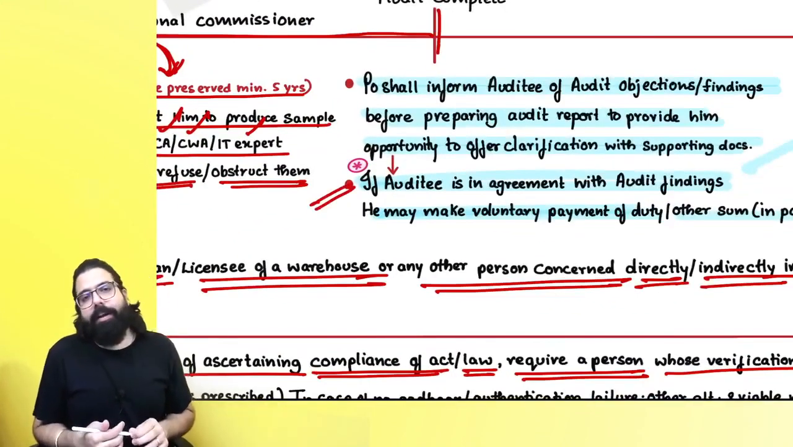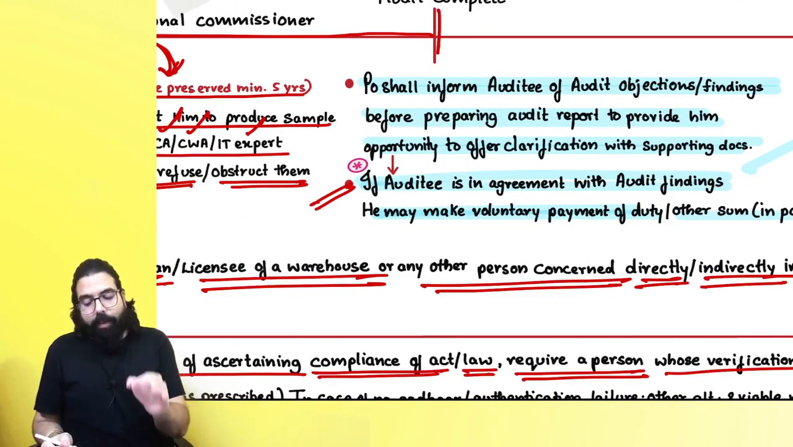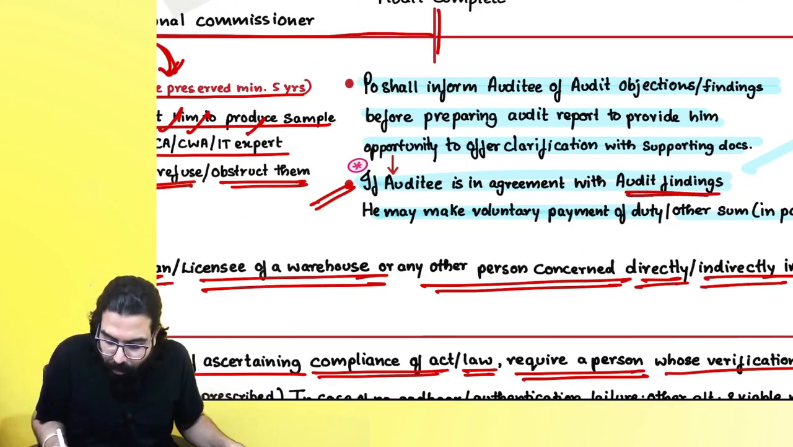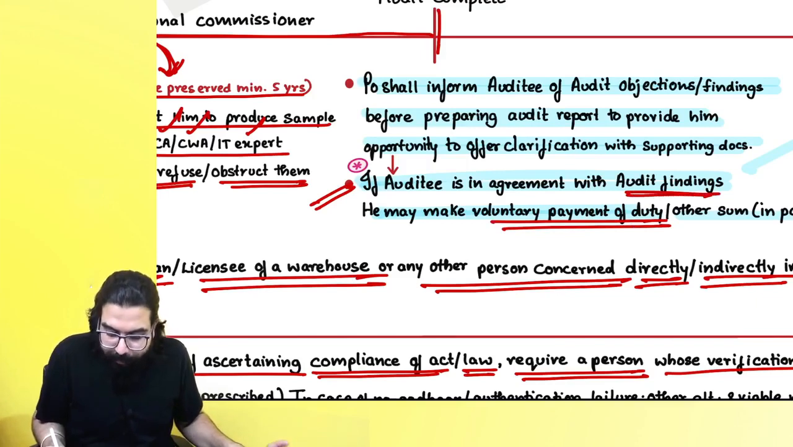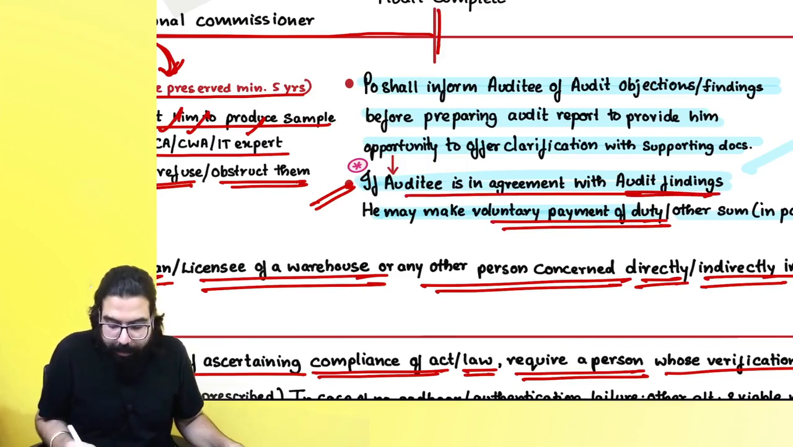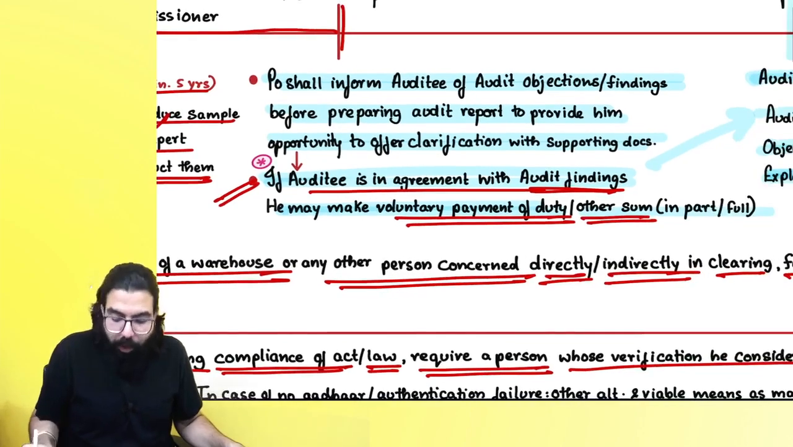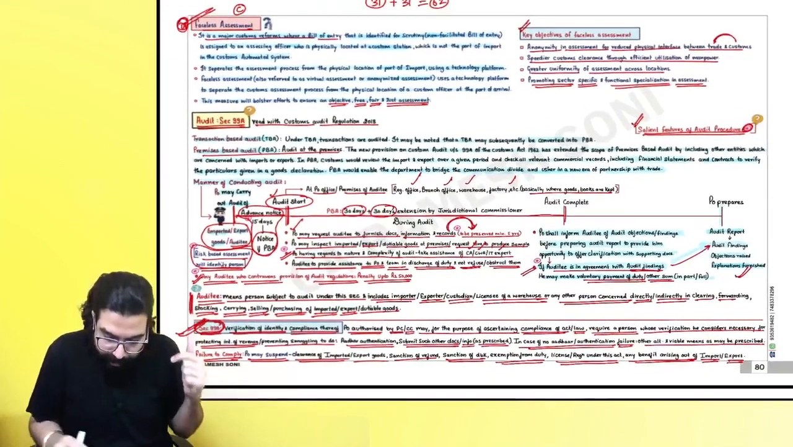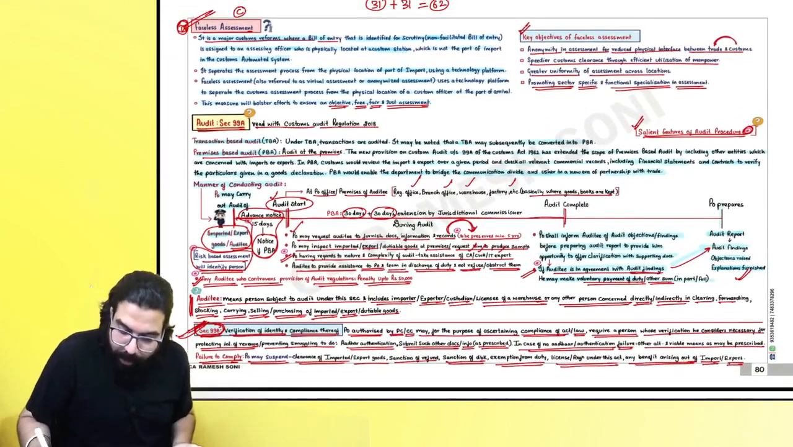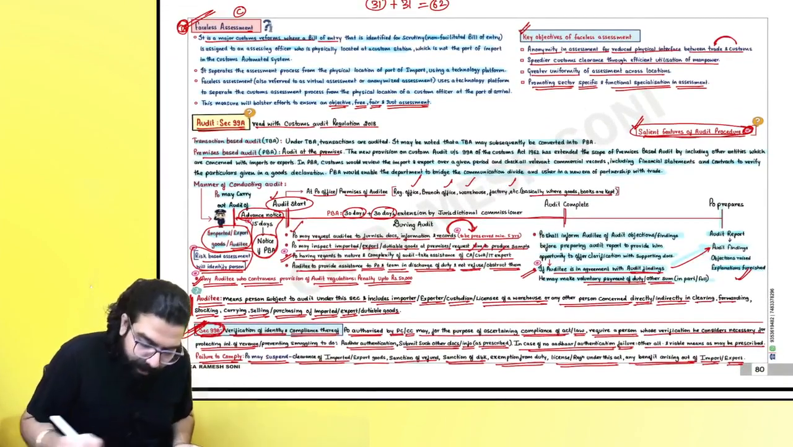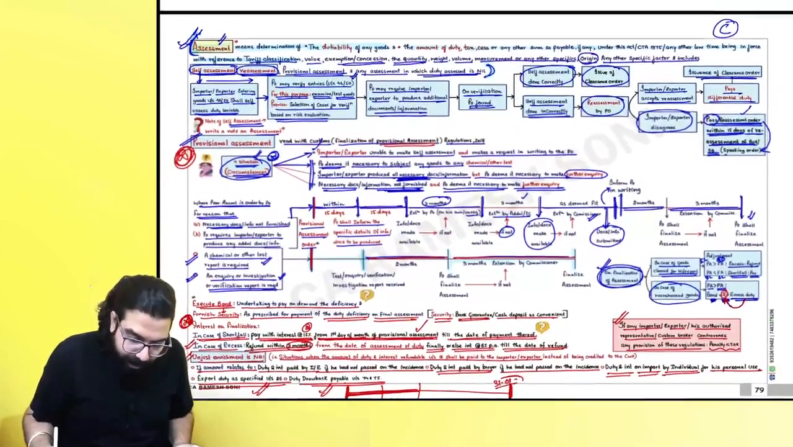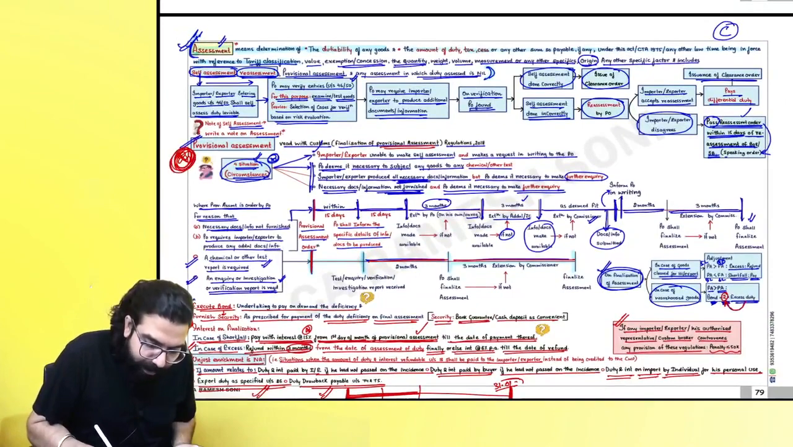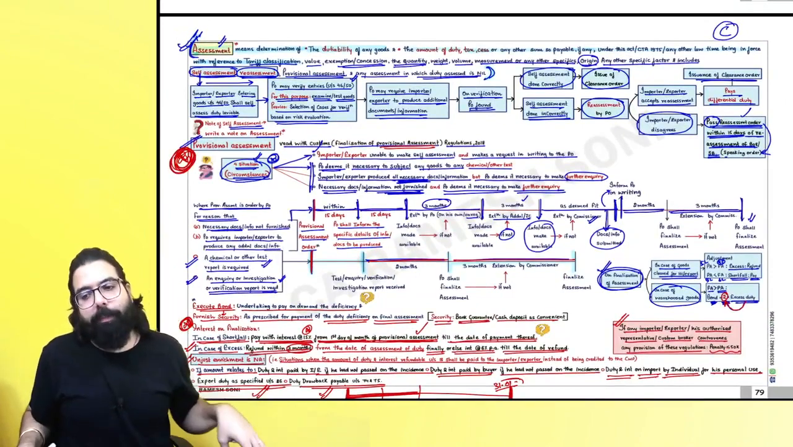Sir, after the audit is done, once you are informed about the audit findings, if you are in agreement, you can make voluntary payment of the duty or any other sum in full or part, and that shall also be recorded in the audit findings. Here I have told you about the various audit procedure related salient features. Section number 99A is important in this chapter. And sir, the provisional assessment related part which I have told is the most important part.